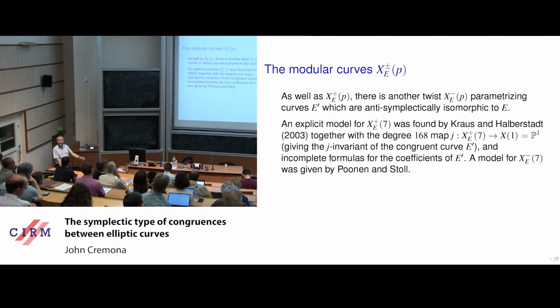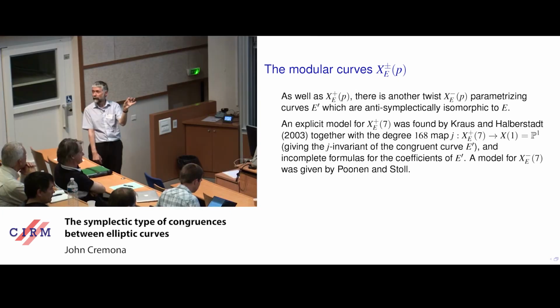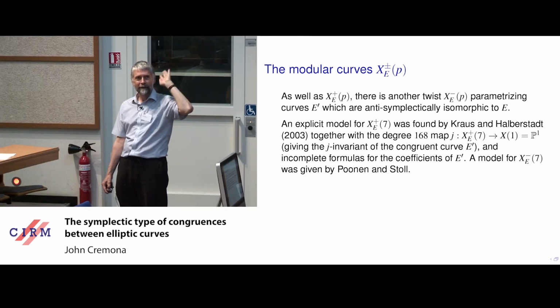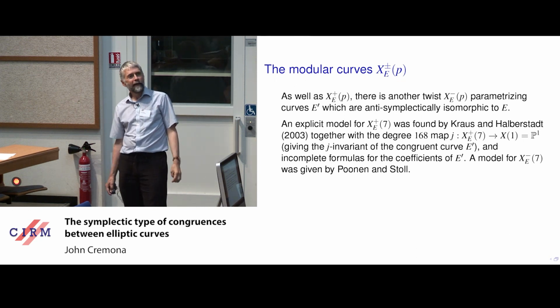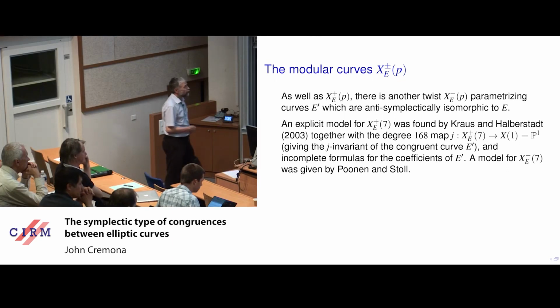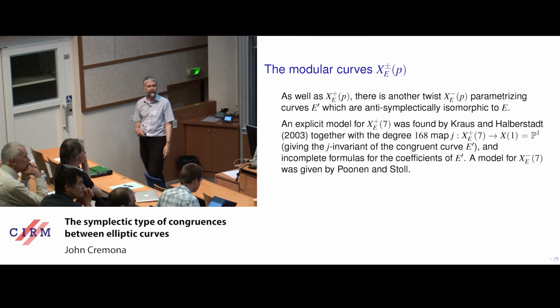So that just gives you the j-invariant of the curve, but we're interested in elliptic curves, not just up to twist. So you need formulas to tell you what the actual coefficients, the actual invariants of the congruent curve E' are. Kraus and Halberstadt's paper gives slightly incomplete formulas. They're valid away from a small finite set, but when you go through 2 million examples, you hit the exceptions pretty soon. So I needed to fill in those gaps. There's a model for X_E^-(7) in a paper of Poonen and Stoll called twists of X(7).